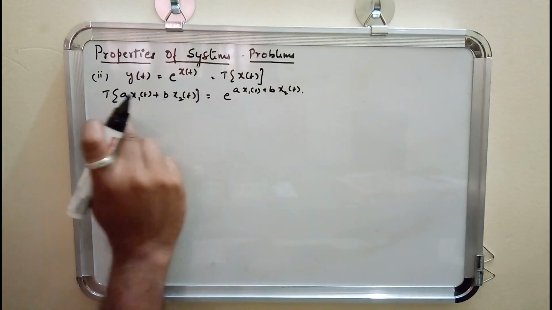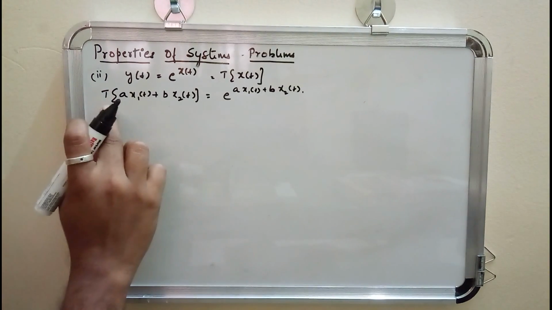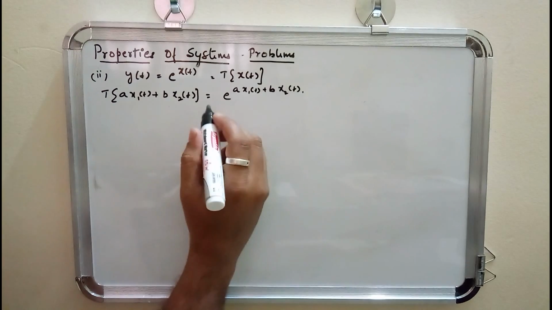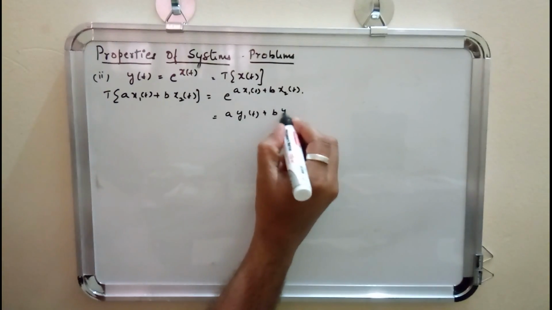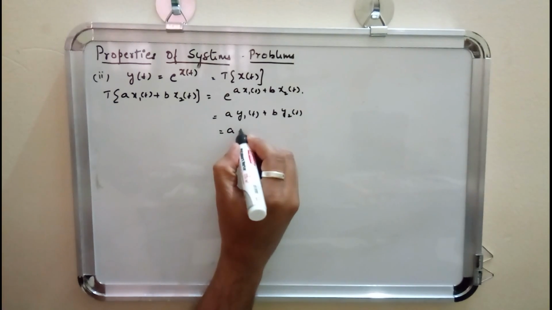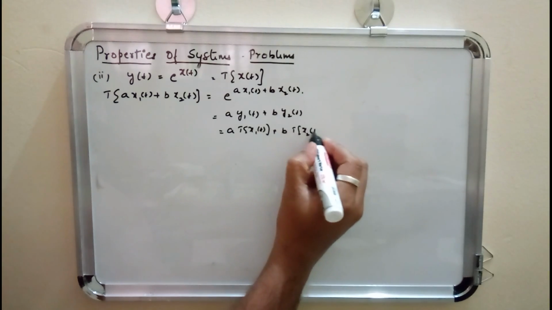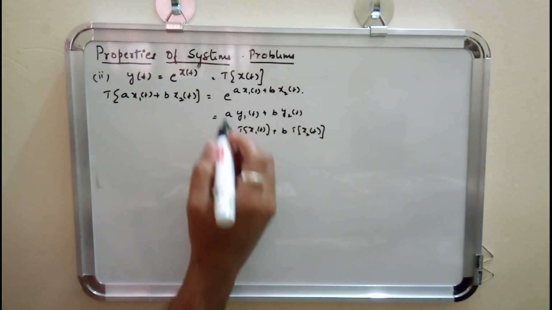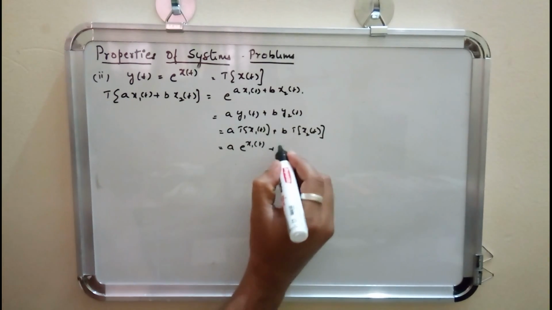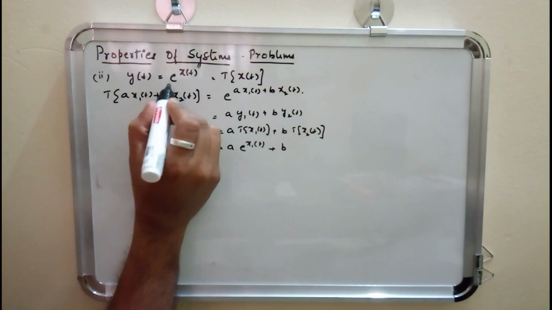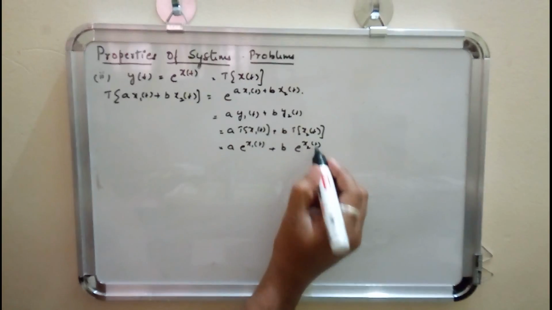From the basics, if the system has to satisfy the linearity condition, the transformation on a x1 of t plus b x2 of t must be a into y1 of t plus b into y2 of t. That is nothing but a into transformation on x1 of t plus b into transformation on x2 of t. So I should be getting a into e power x1 of t plus b into e power x2 of t.